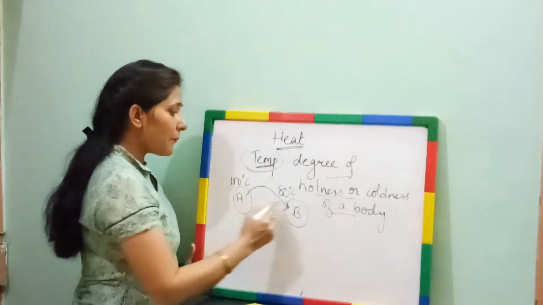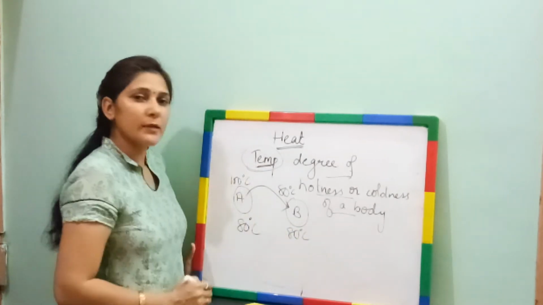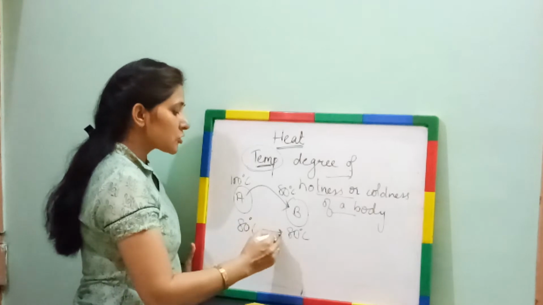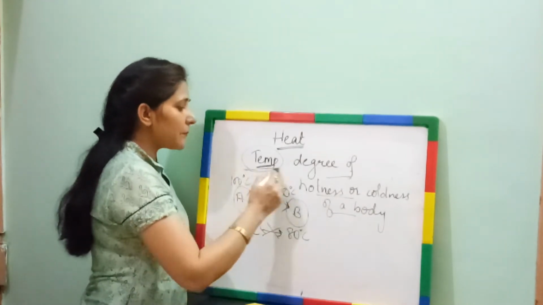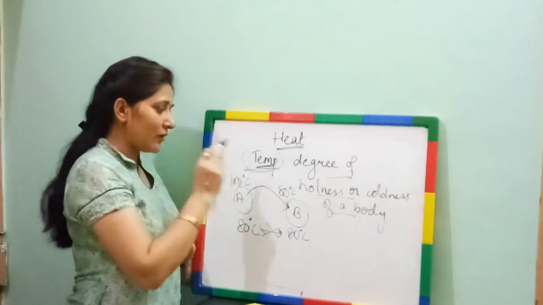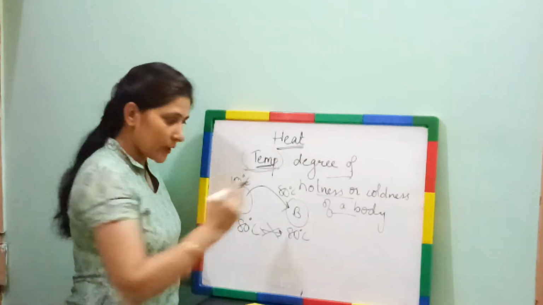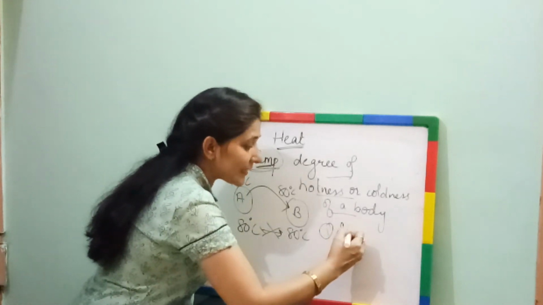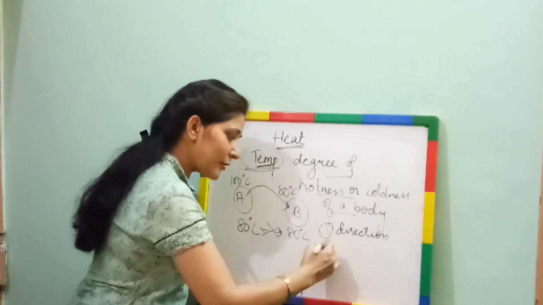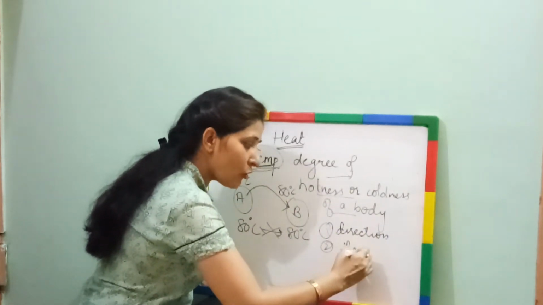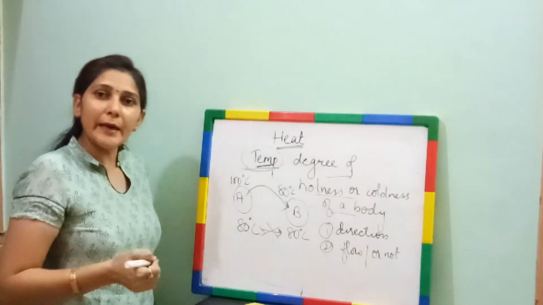Okay, if the temperature of both the bodies is the same, this one is 80 degrees, this one is also 80 degrees, then what will happen? There is no flow of heat. So with the help of this term temperature, we can find out the direction of flow of heat, in which direction it is flowing. And second, we can tell whether there is flow of heat or not.